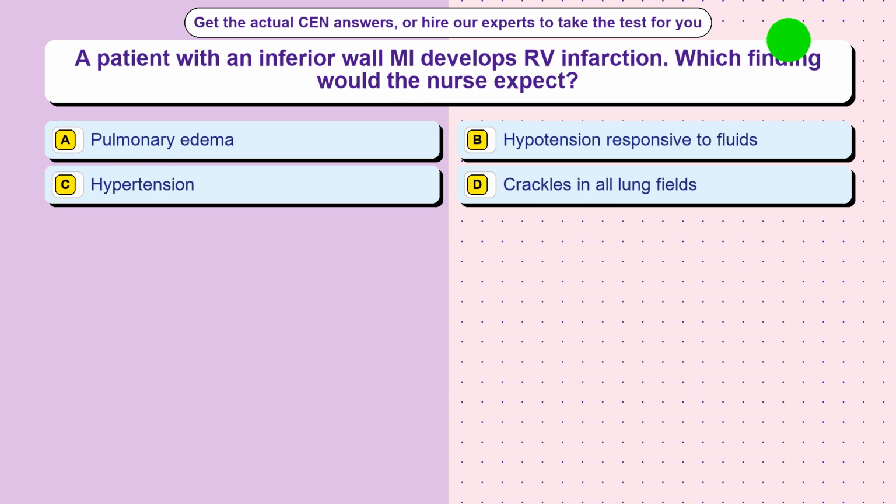Question 44. A patient with an inferior wall MI develops RV infarction. Which finding would the nurse expect? Option A, pulmonary edema. Option B, hypotension responsive to fluids. Option C, hypertension. Option D, crackles in all lung fields.